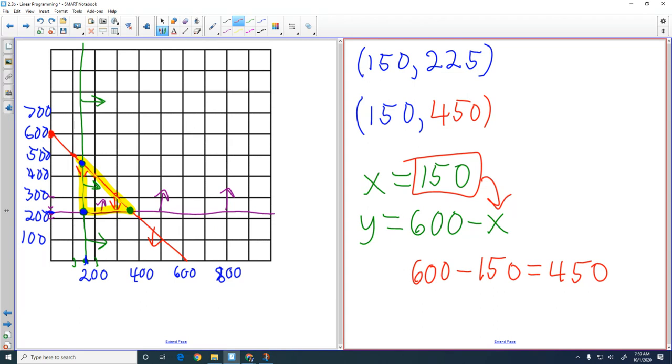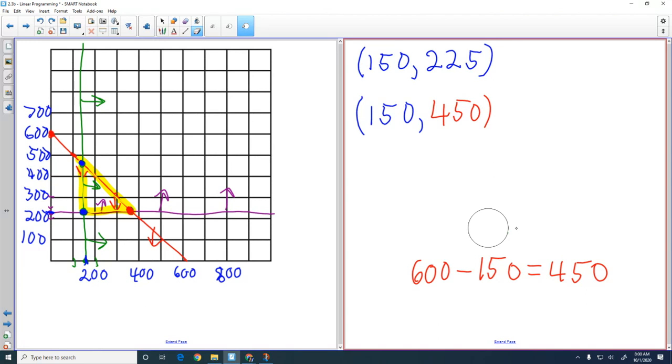So 150, comma 450 is our second critical point, our second vertex. We need that third one. And that third one is down here. And that's going to be the diagonal red line intersecting with that horizontal purple line. So we're going to do a system of equations again, right?